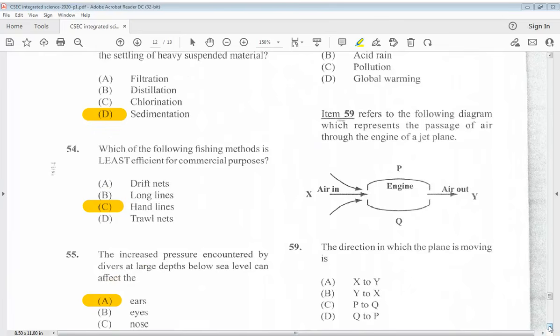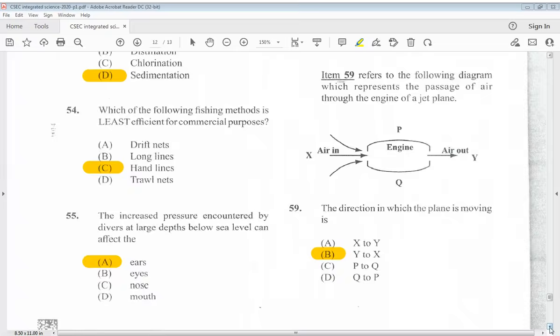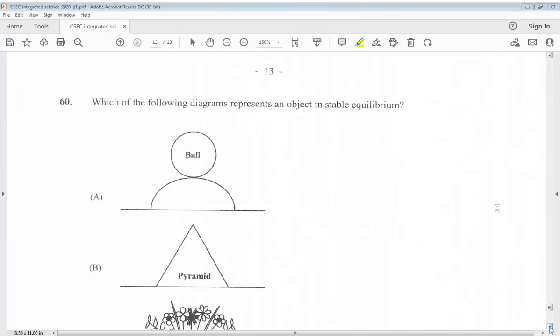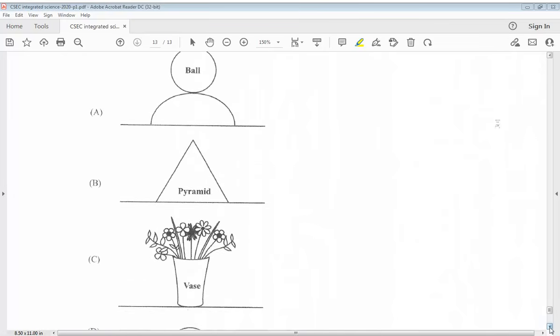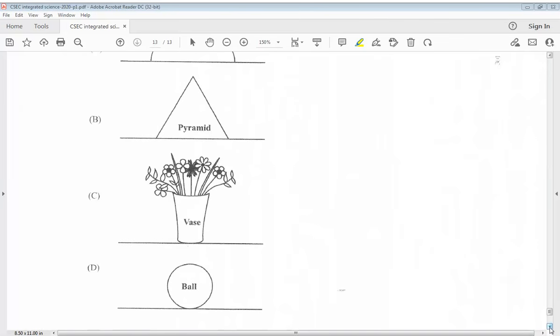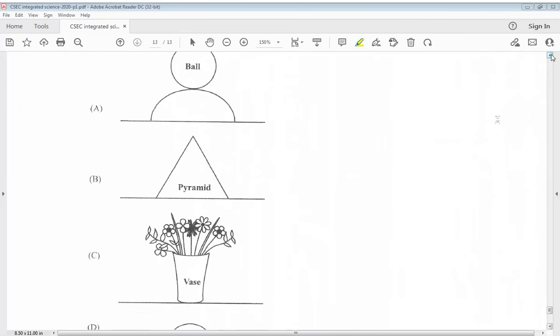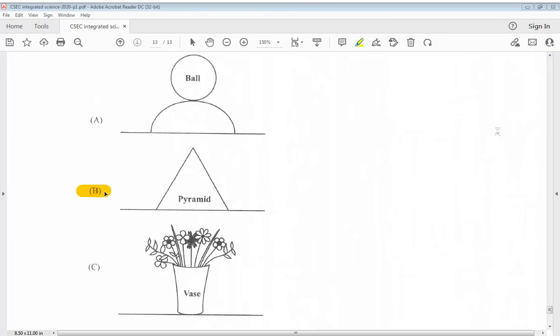Take a look at this diagram. So it represents the passage of air through the engine of a jet plane. So the direction in which the plane is moving is, we know it is from Y to X, B. But our final question. Which of the following diagrams represents an object in stable equilibrium? Take a look at them. So the answer would be B, pyramid.